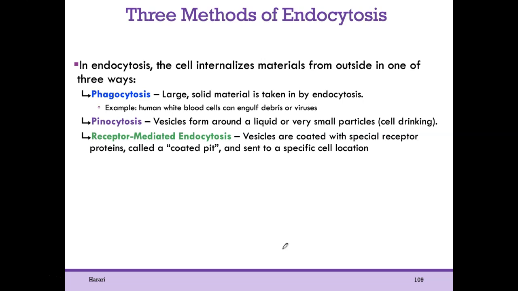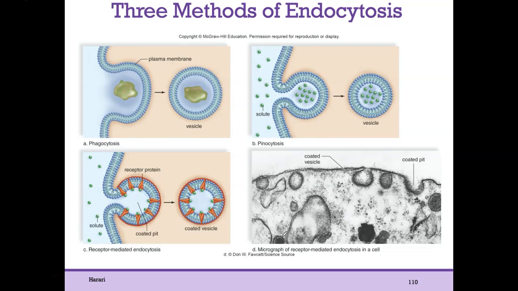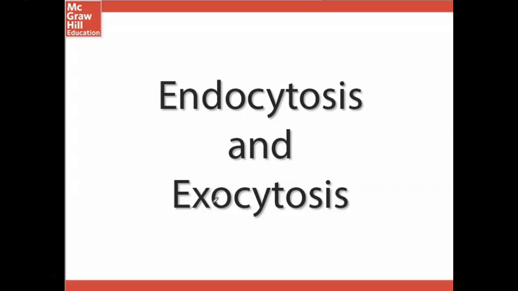And finally, receptor-mediated endocytosis. I'm not going to talk about it as much, but that's when vesicles are coated with special receptors that are waiting for a specific type of protein to be internalized by the cell. So phagocytosis is when you take a big chunk of something or even a whole cell and engulf it. Pinocytosis is a bunch of small particles being engulfed. And receptor-mediated endocytosis is when a receptor recognizes a specific protein or molecule and then can internalize all that substance. So please watch this to review.